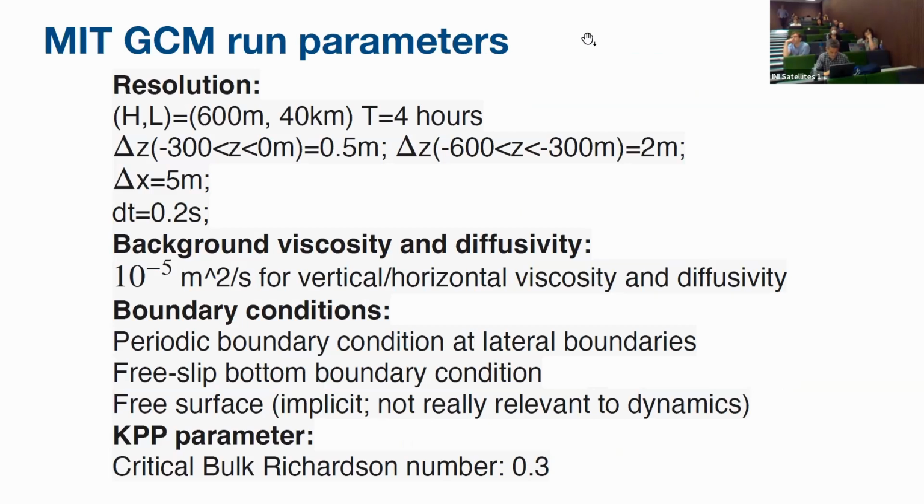The MIT GCM is not quite as fast as the pseudospectral model I was showing you. So what she can afford is 600 meters deep, so kind of off the shelf, 40 kilometers across, 4 hours of simulation time, and then the rest of the stuff comes along there. But the key part of all this is that she actually doesn't use much background viscosity and diffusivity. She sets it to 10⁻⁵, which is a lot lower than most studies with the MIT GCM, but she keeps this magical parametrization on.